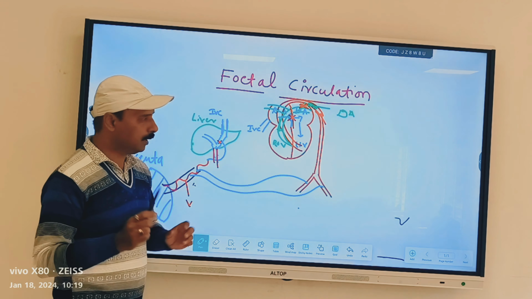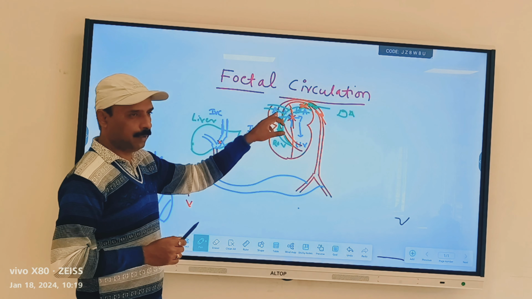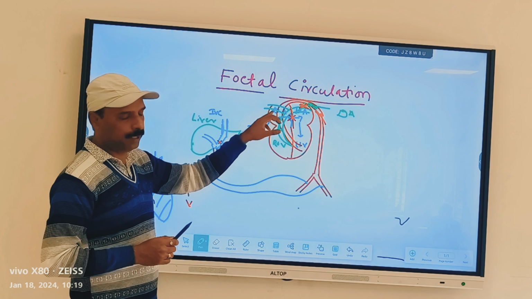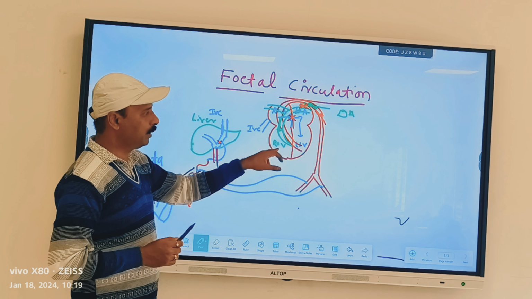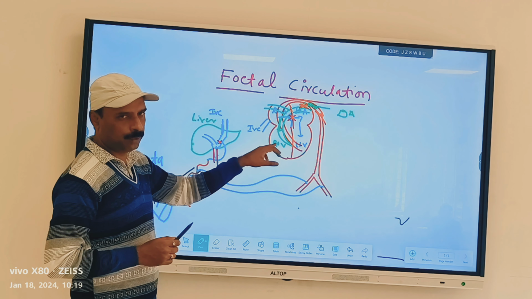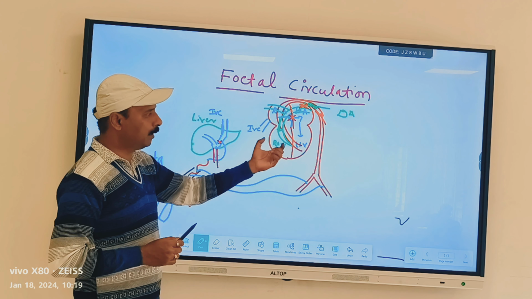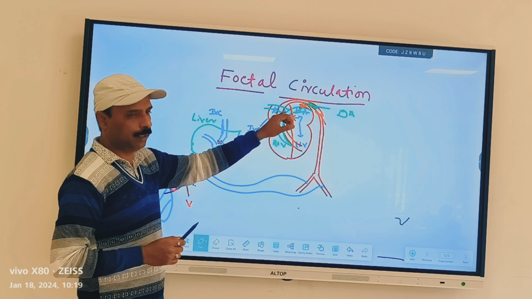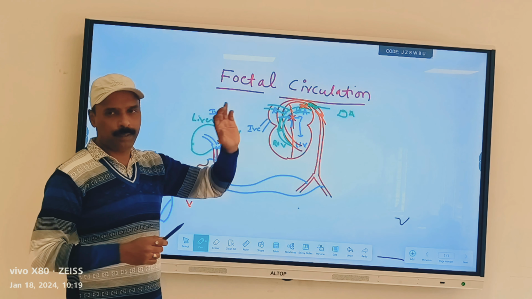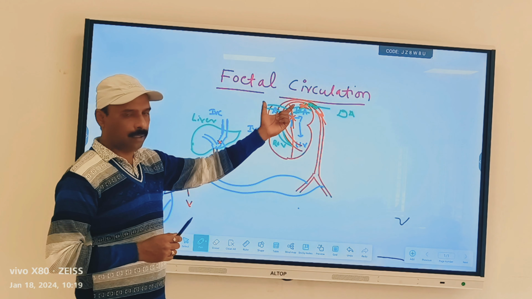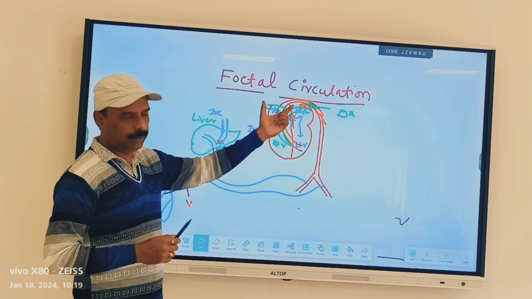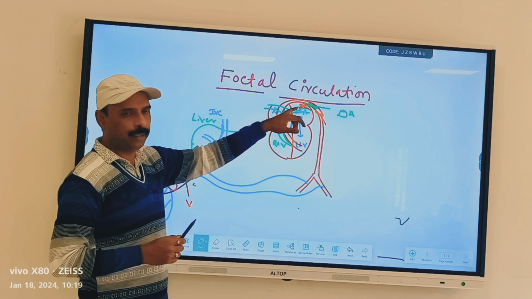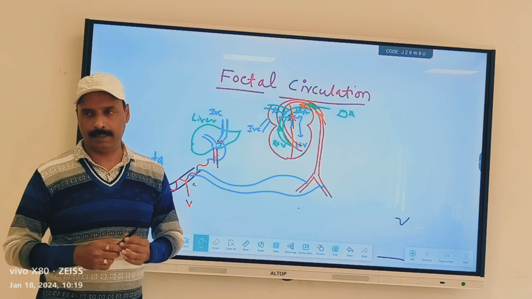Then some amount, about 15 to 20%, goes from the right atrium to the right ventricle. The right ventricle pumps the blood into the pulmonary trunk. It has the right and left pulmonary arteries, which supply blood to the lungs.